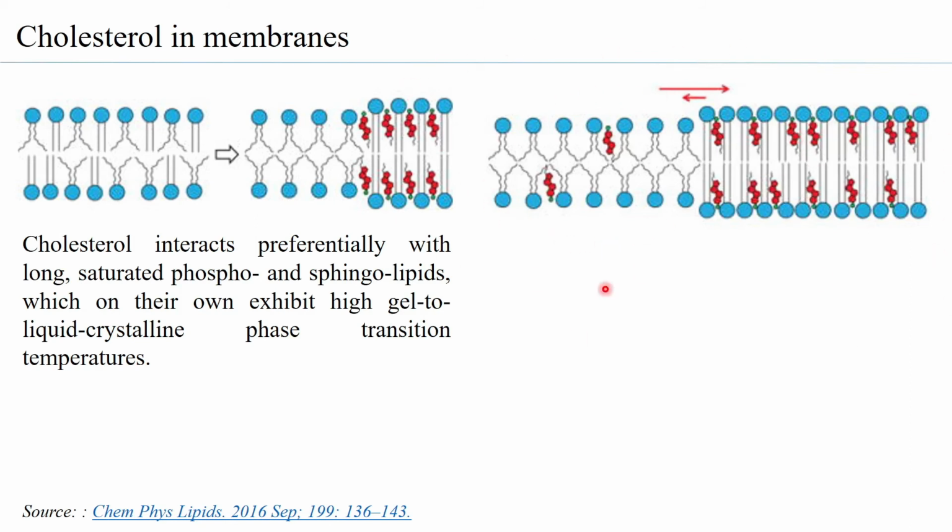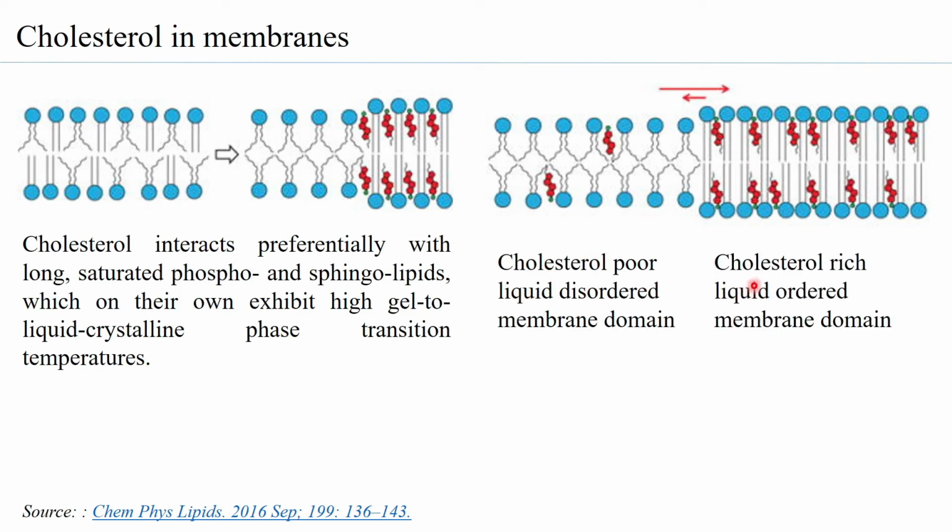Within membranes itself, you can see in certain regions where there is less cholesterol, this is a different phase, this is more liquid. But when you have more cholesterol present, the cholesterol would kind of bring in all the saturated fatty acyl containing sphingolipids and phospholipids together. So this is one kind of phase. This is considered to be a cholesterol poor liquid disordered membrane domain, and this is considered to be a cholesterol rich liquid ordered membrane. There is more order over here and less order over here. That is something that we also saw previously.